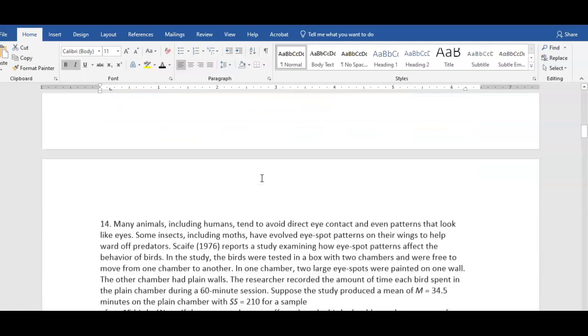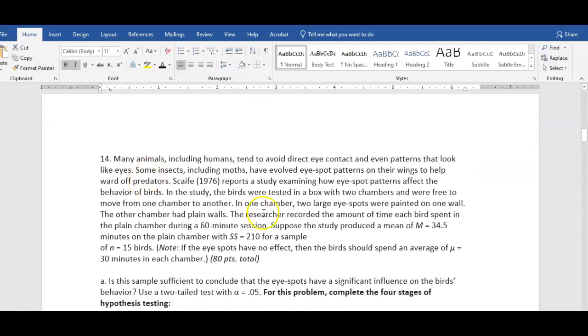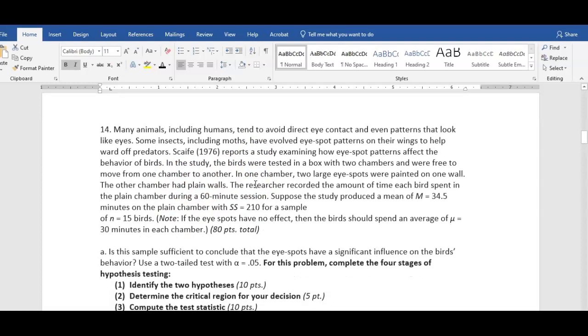Let's go to the next problem. Now, you'll notice that there's actually only 2 more problems on this assignment, 14 and 16. These are long problems, though, with multiple steps, especially 14. So what I'm going to do in the screencast is walk you through each step. Okay, so we have this situation.